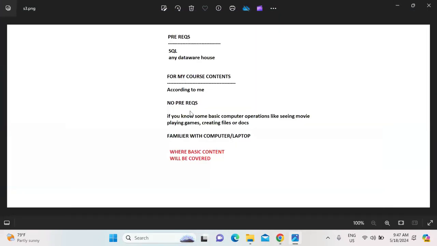So according to me, no prerequisites are needed. Why? If you have some computer knowledge, if you are familiar with computers, don't worry. If you are understanding my language, what I am teaching right now, that is more than enough to get a job in Snowflake. Why? Because I will cover it from the basic content in the course. If you have prerequisites like SQL, data warehouse knowledge, data analyst knowledge, data engineering knowledge, or any ETL knowledge, no problem. That is an additional advantage for you. Otherwise, if you don't have the knowledge, no problem. I will teach you everything.